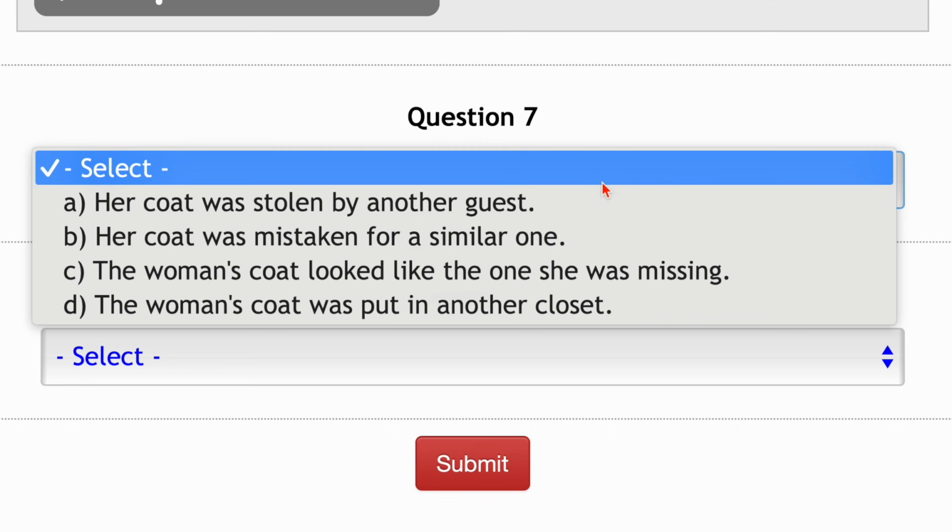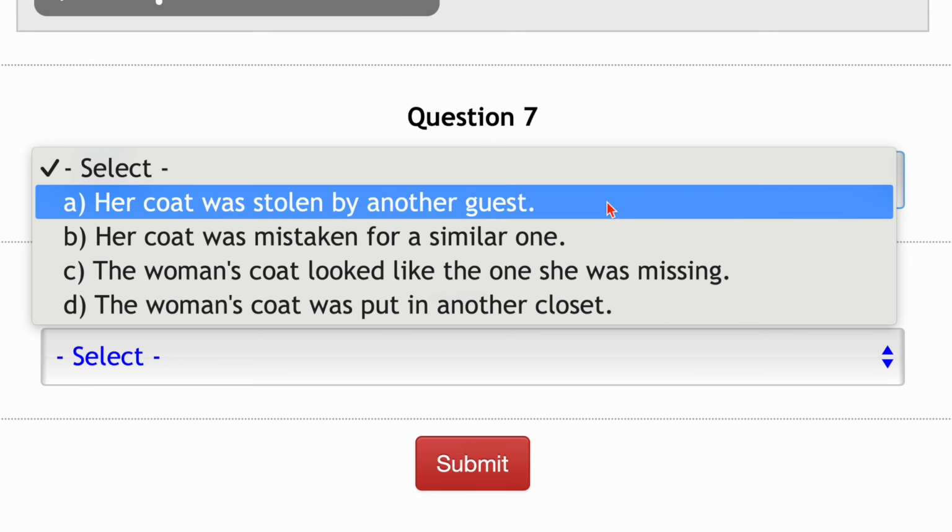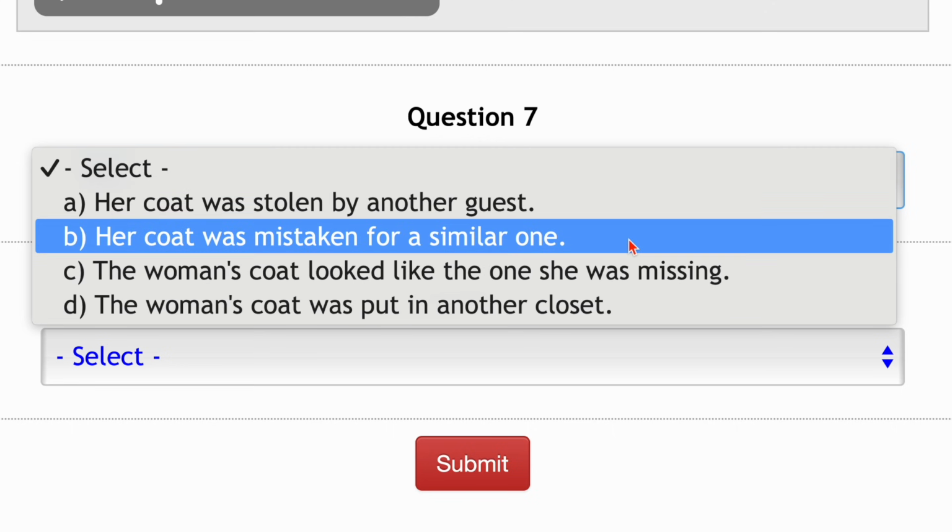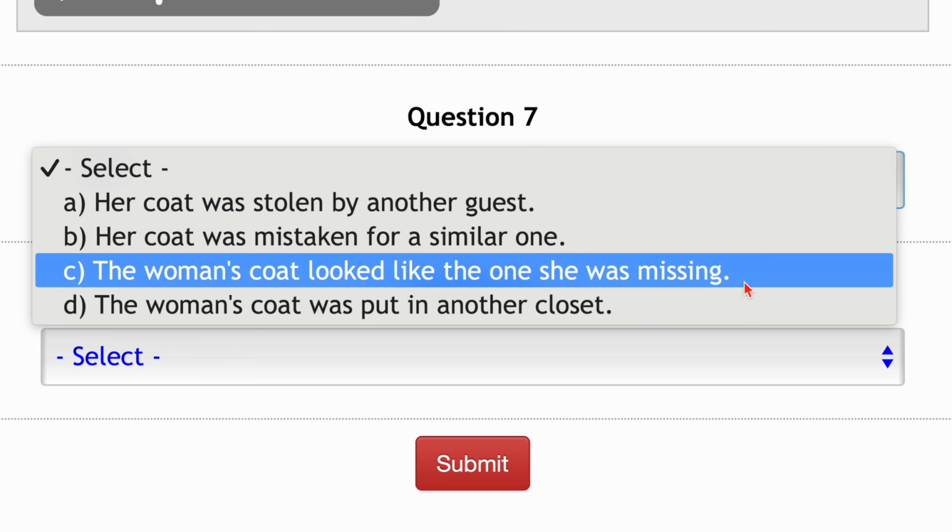Her coat was stolen by another guest. Her coat was mistaken for a similar one. The woman's coat looked like the one she was missing. The woman's coat was put in another closet.